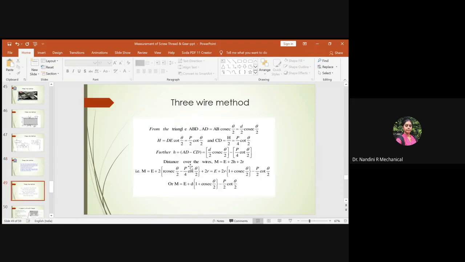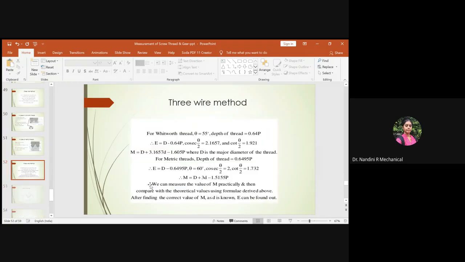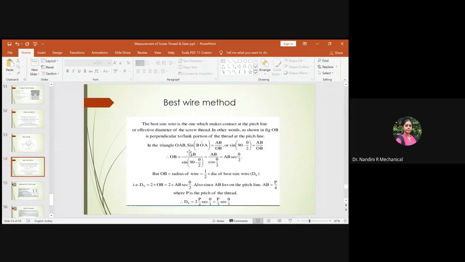Then you should start deriving the equation and finally come to the end value for the effective diameter or the pitch diameter. And in some papers, they have asked about the best wire size. That was for 6 or 7 marks. So if they ask you for the best wire size, please draw the sketch first as shown here on the screen. Then you will start describing how you get the best wire dimension.